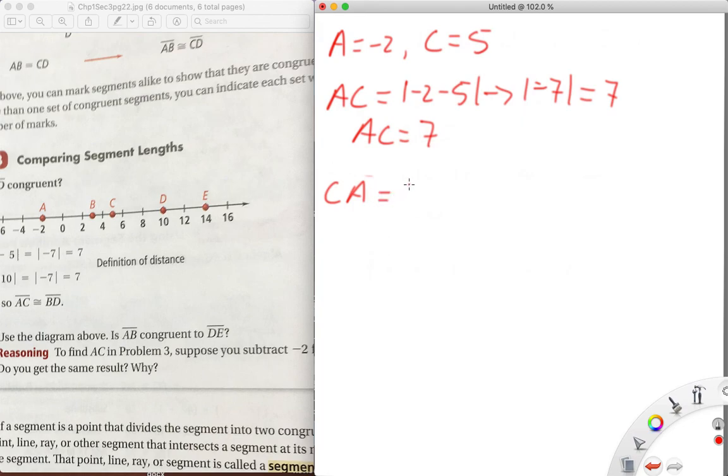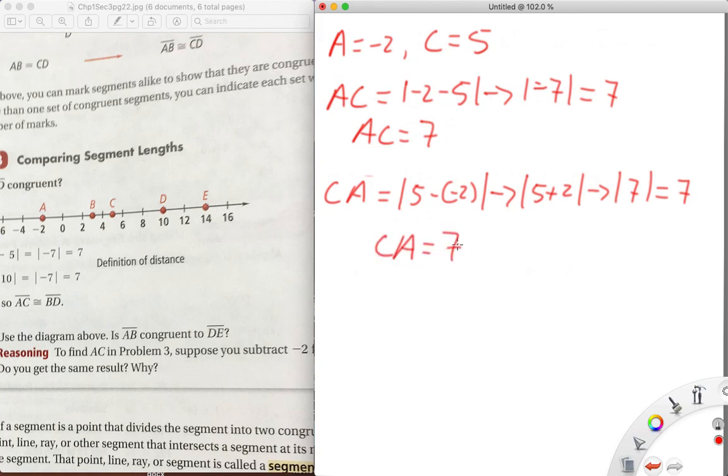Well, let's see. So then this would be 5 minus -2. That's the same thing as saying 5 plus 2, which is the absolute value of 7, which gives me 7. So CA would also be 7. So it doesn't matter the order of the endpoints. If you plug them in correctly in your equation, you should still get the same distance.